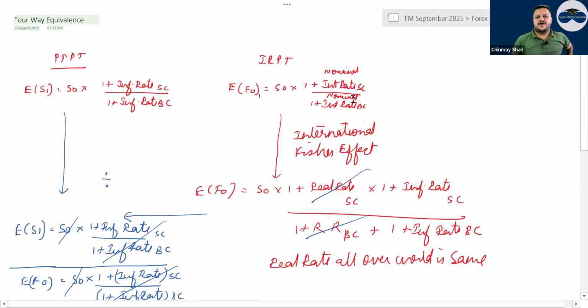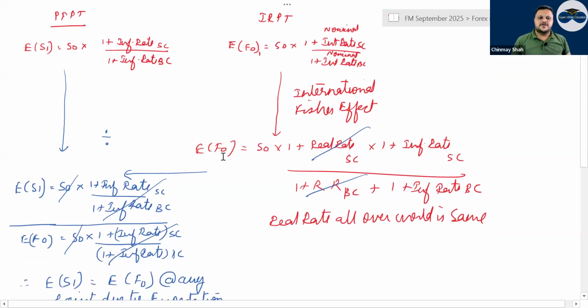When I open up IRPT, it is made up of real rate and inflation rate, correct? 1 plus real rate into 1 plus inflation rate. Then you open it up. The real rate is the same all around the world, so the real rate and real rate will get cut. So EF0 is equal to S0 into (1 plus inflation secondary) by (1 plus inflation base).